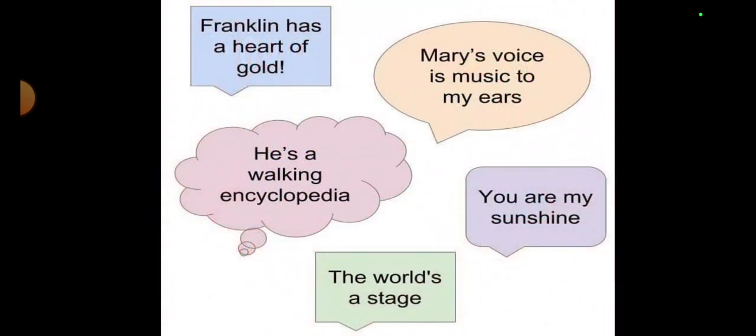Some more examples: Franklin has a heart of gold. He's a walking encyclopedia. What does it mean? It means that a person who is quite intelligent has everything in his mind. So we are directly comparing him with an encyclopedia. Next one is Mary's voice is music to my ears. You are my sunshine. The world's a stage. It means the world is a stage.